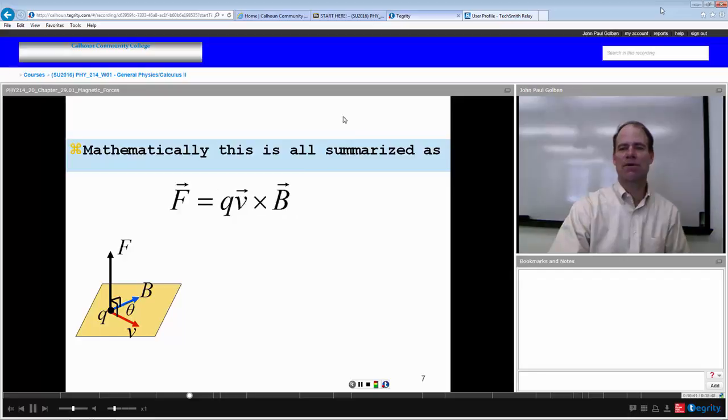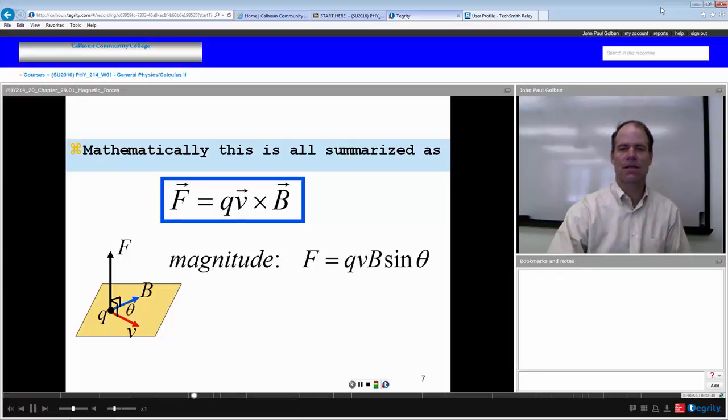Mathematically, we summarize all this as a cross product. The force on a charge moving in a magnetic field is equal to the charge, which is a scalar value, times the velocity crossed with the magnetic field. The magnitude of this force is going to be the magnitude of the charge, times the magnitude of the velocity, times the magnitude of the magnetic field, times the sine of the angle between the two vectors, the velocity and the magnetic field.